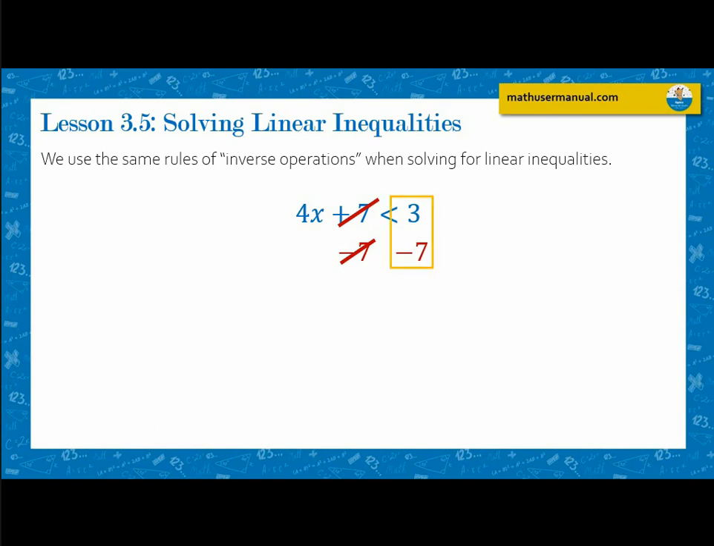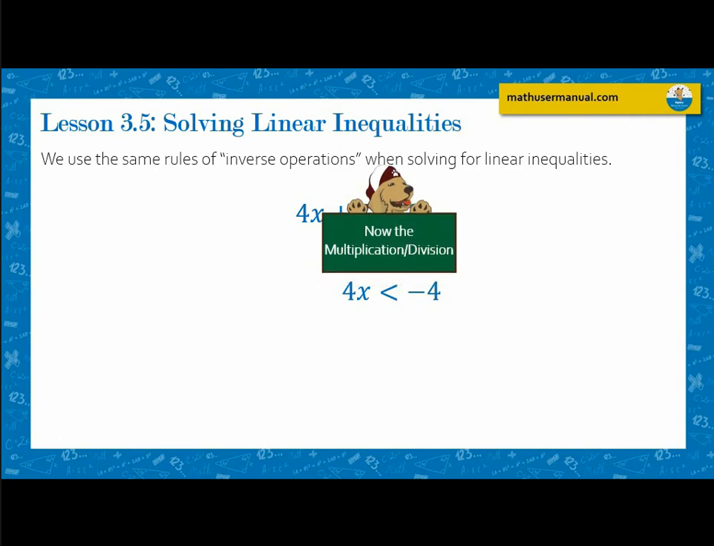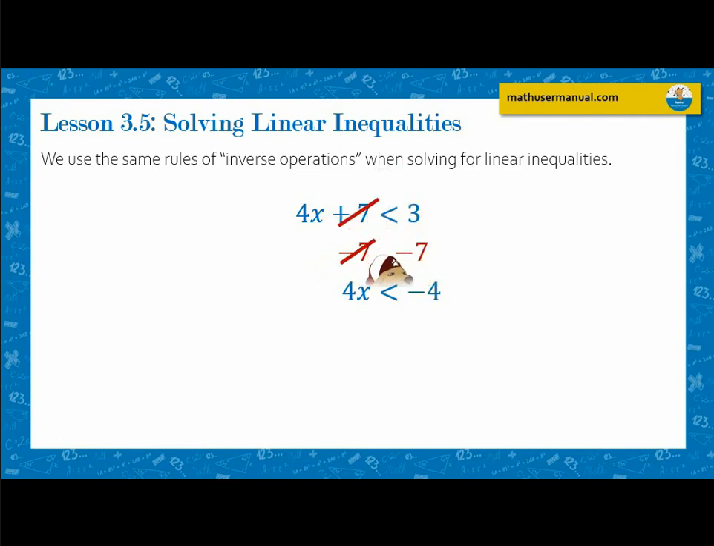3 minus 7, remember the rules of signs, the 7 is the bigger number, so this is negative 4. Now we can do the multiplication division, which is the 4 multiplying that x. So we have to do the inverse operation of a 4 multiplying, which is dividing by 4. That cancels our 4's, but if we divide the left side by 4, we divide the right side by 4. Minus 4 divided by 4, one more time, rules of signs. When a negative is being divided by a positive, our answer is negative. So x is lesser than negative 1.